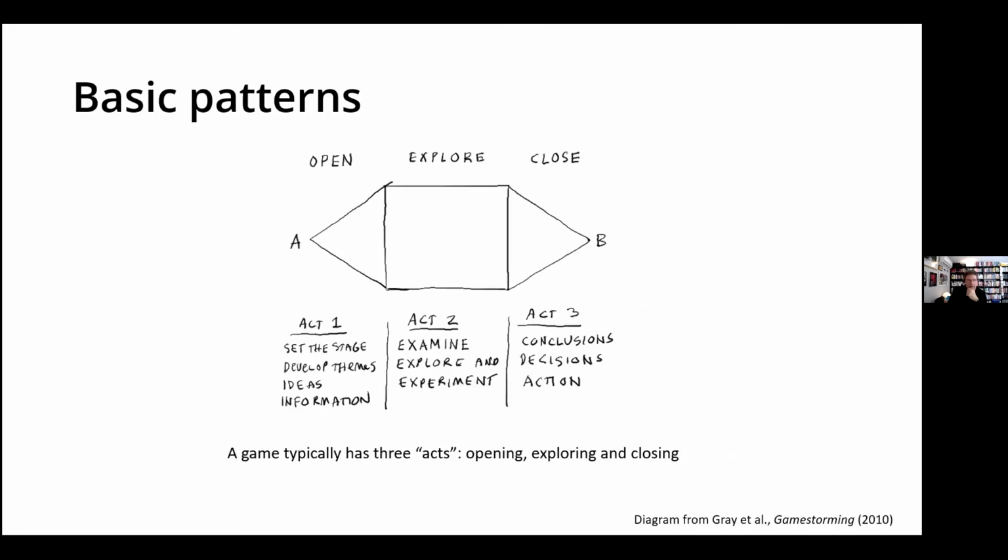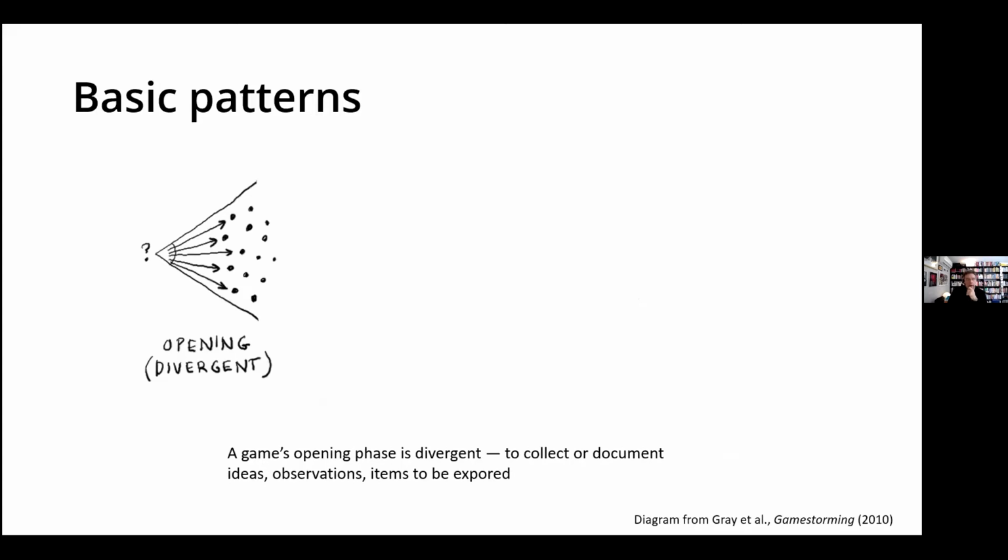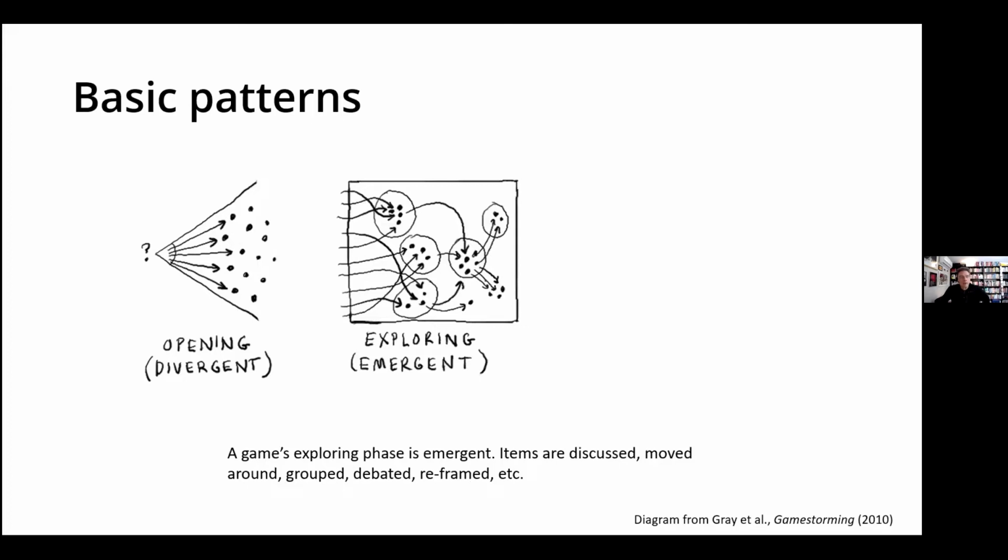A game typically has 3 acts: opening, exploring, and closing. A game's opening phase is divergent, to collect or document ideas, observations, items to be explored. So this is kind of the data, not so much the data gathering, but maybe the data sorting or looking over phase. The exploring phase is emergent. Items are discussed, moved around, grouped, debated, reframed, etc.